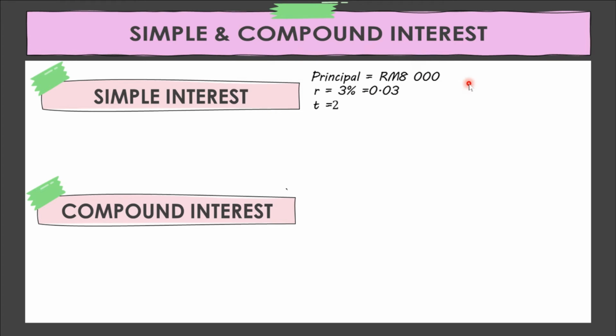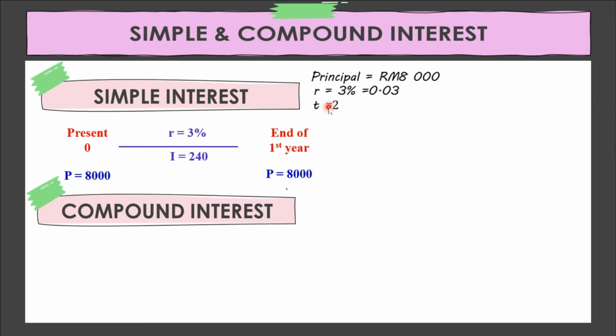Now let's try to differentiate between simple interest and compound interest. Given the principal is 8,000 ringgit, the interest rate is 3% and the number of years is 2. For simple interest, at present the principal given is 8,000 ringgit. Then the interest rate is 3%, so the interest earned is 240 ringgit. At the end of the first year, the principal is still 8,000 ringgit, the interest rate is 3% and the interest earned is 240. At the end of the second year, the principal is still 8,000 ringgit.